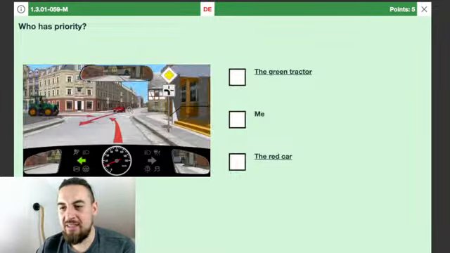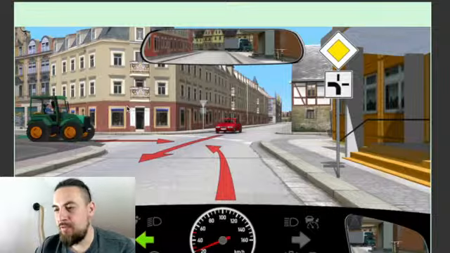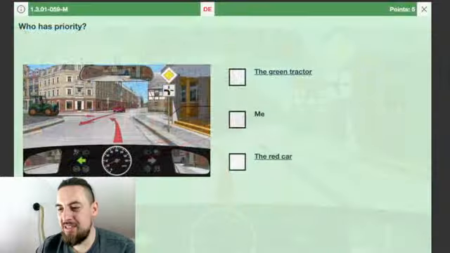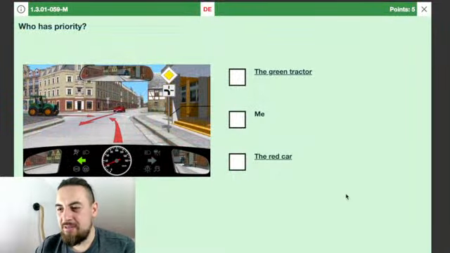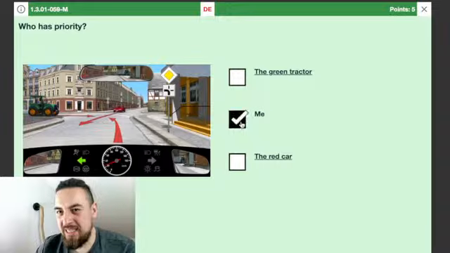Okay, let's check this one. Who has priority? Check again. How is the road, or through which sign is the road defined? The priority rule. All right, I think we can go on to the questions. Who has priority? The green tractor, me, the red car. So, what do you think? The one who has priority is us. It is the second one.